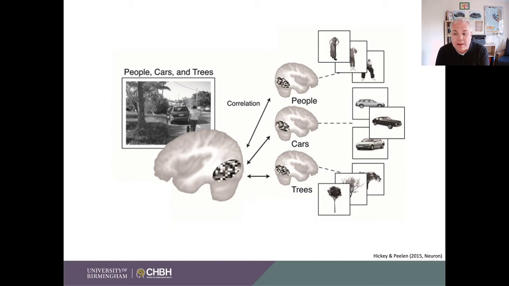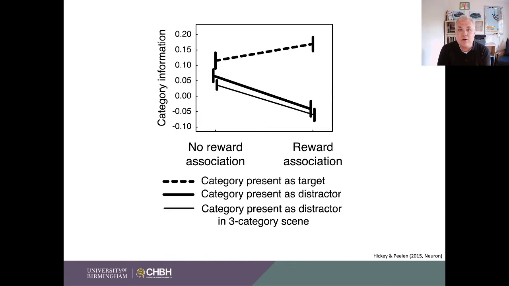So a few years back, Marius Palin and I did some work on this issue, looking at search through these naturalistic visual scenes. We did it with participants in the scanner. We were trying to derive a measure of the amount of information that people were encoding about objects in these scenes using MVPA analysis of fMRI data. I won't go into the methodology there, but what we ended up finding was that reward-associated targets were boosted in their representation in visual cortex.